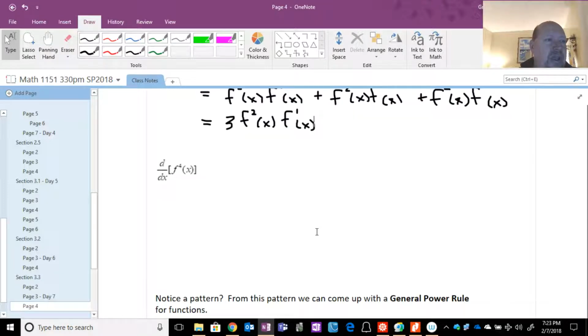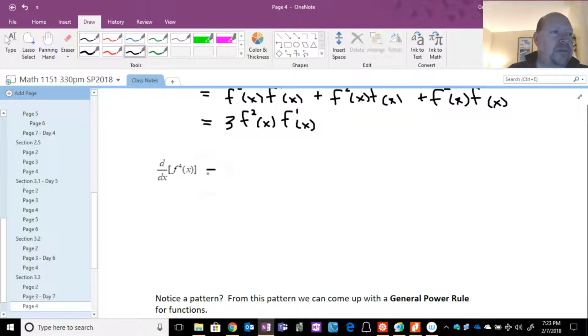Lastly, before we come up with our formula for this general power rule, this is the derivative of some function raised to the fourth power. Again, this f of x stands for any function. We're trying to come up with this generalized rule for taking the derivative of the power of some function.